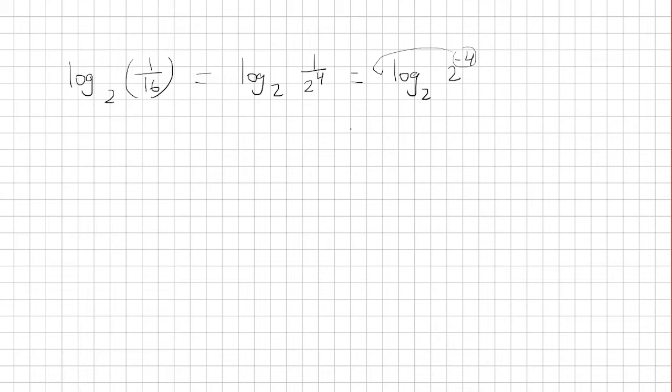Okay, next one, log base 2 of 1 over 16. Well, 1 over 16 is the same thing as 1 over 2 to the 4th, which can be rewritten as 2 to the negative 4 power, because the negative puts the exponent in the denominator here. And so this negative 4 will come out in front. So we have negative 4 log base 2 of 2. Because, again, these are the same, that's going to be 1. So negative 4 times 1 is negative 4.